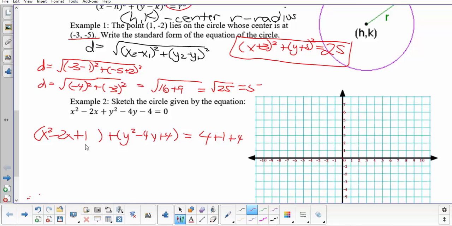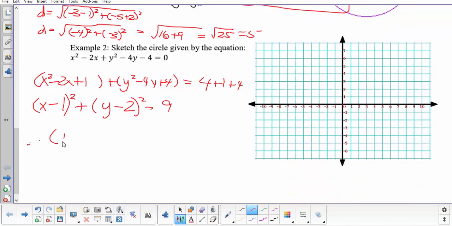Now I'm going to factor. When I factor, it's x minus, because the sign here is a minus, whatever half of the middle term was. So half of 2 is 1, squared, plus y, the sign in the middle, so y minus, half of the middle term is 2, squared, equals 4 plus 1 plus 4, which is 9. So that means we have a center at (1, 2) and a radius of 3.